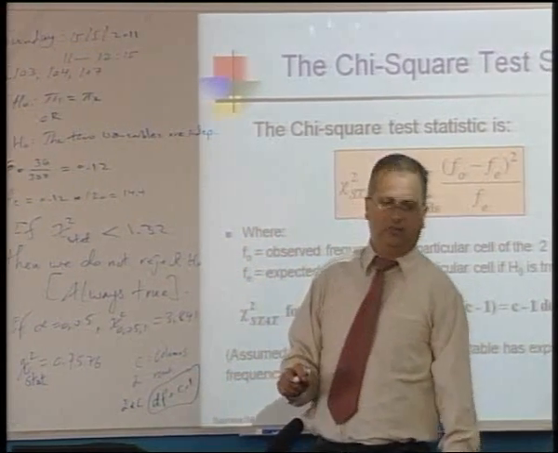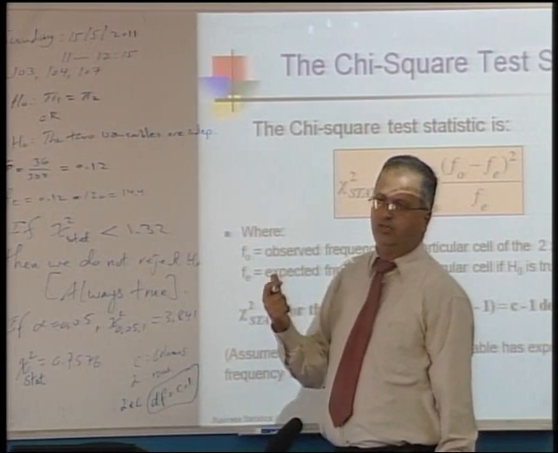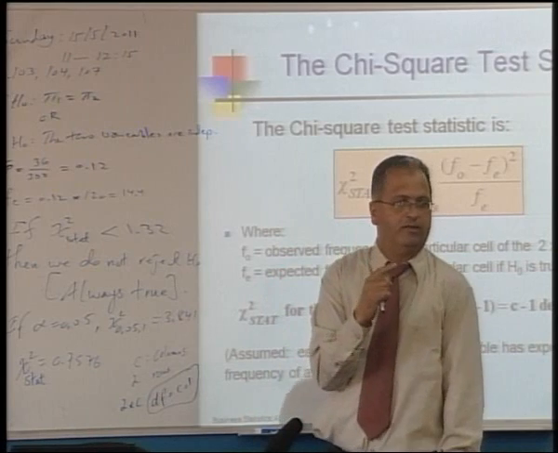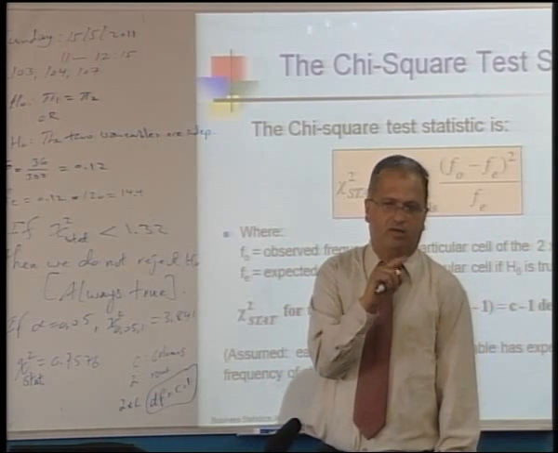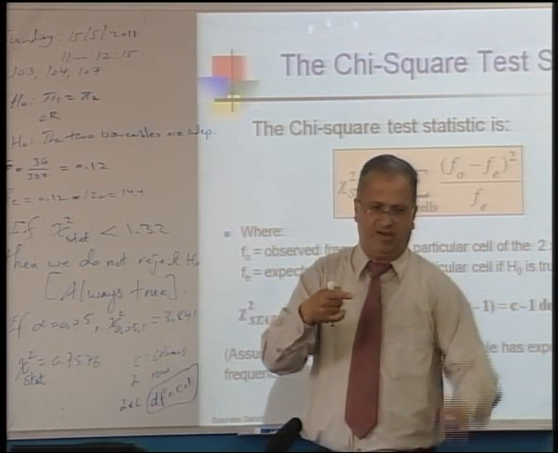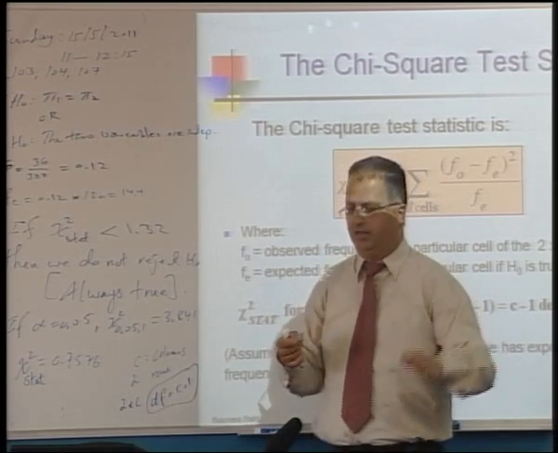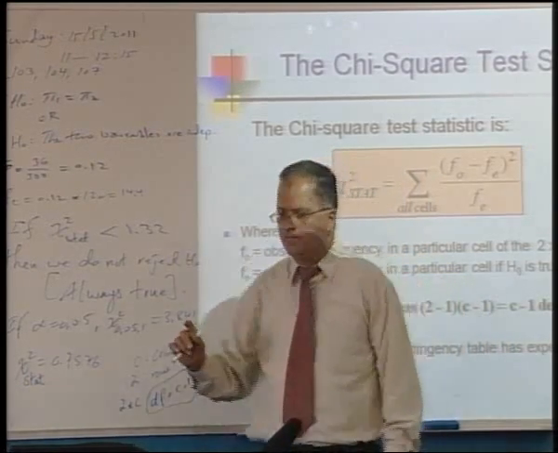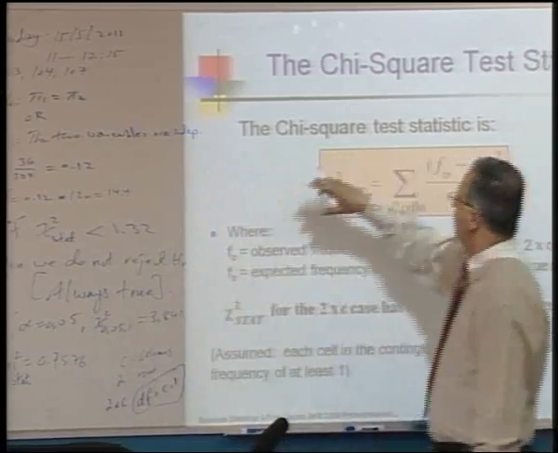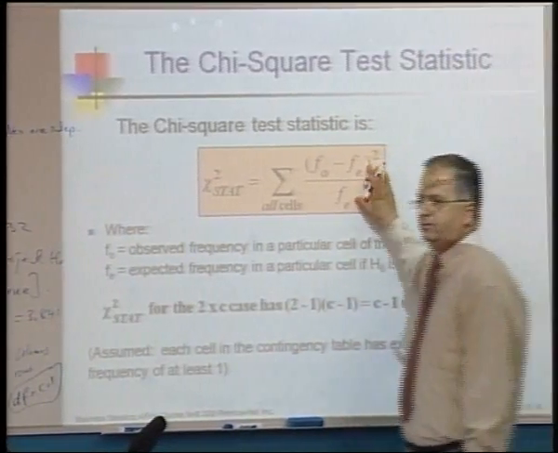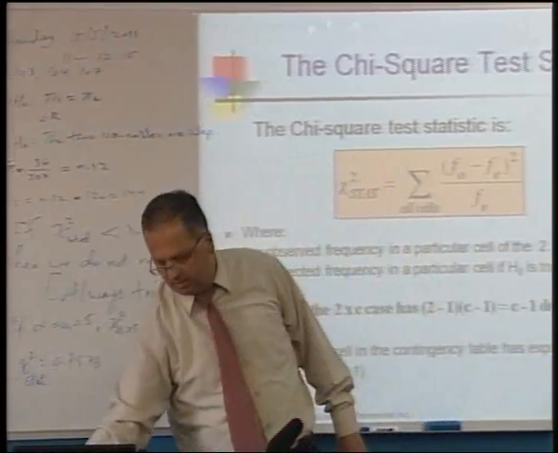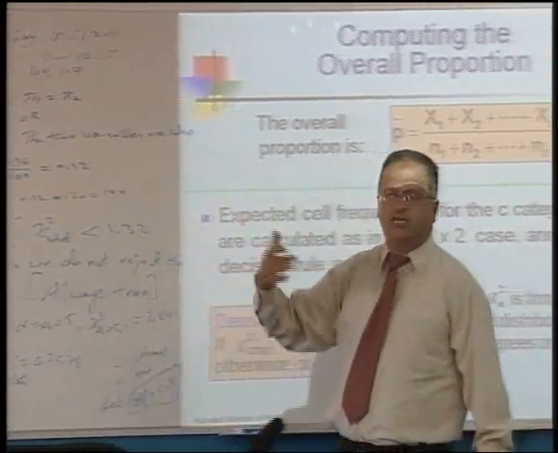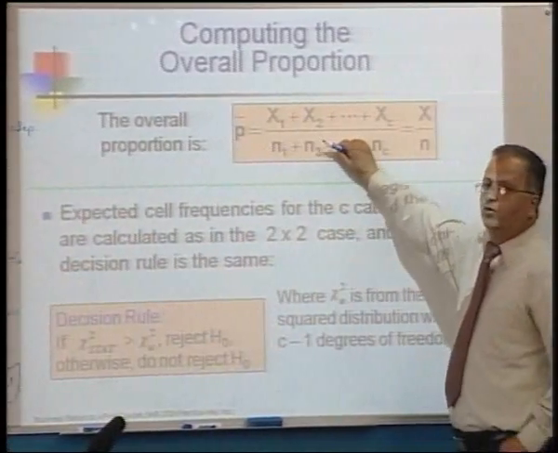So that's the only difference. For a 2 by 2 table, degrees of freedom is just 1. If there are c columns and we have the same number of rows, degrees of freedom is c minus 1. And we have the same chi-square statistic, the same equation, I mean. And we also have to extend the overall proportion.